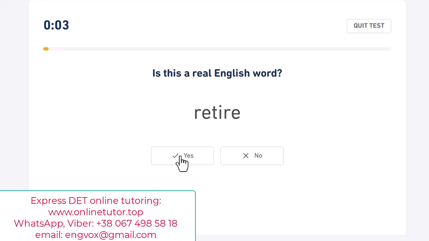Is this a real English word? Retire, yes. And normal, no. Heard, no. Interval, no. You see, we have just 5 seconds, very fast. Fork, of course. Everything is very fast. Realistroll, no. Outrage, yes.